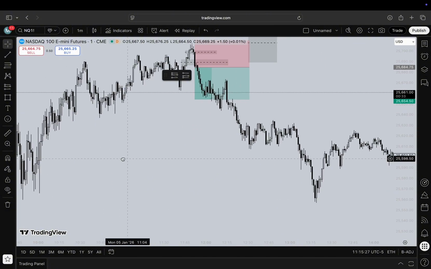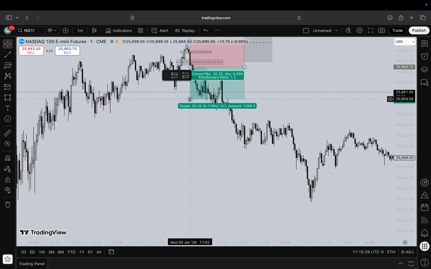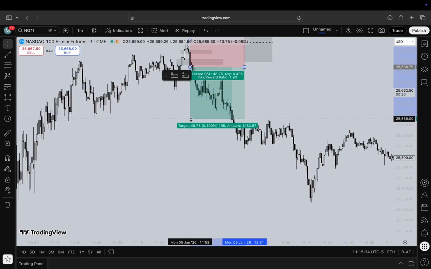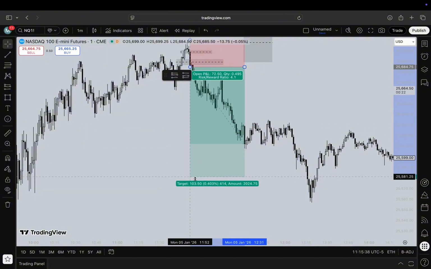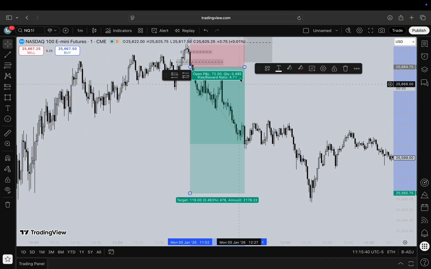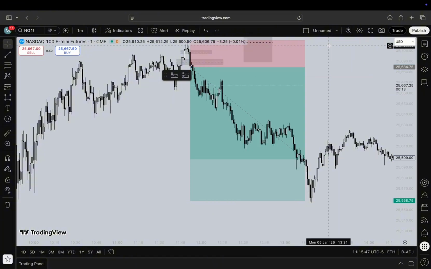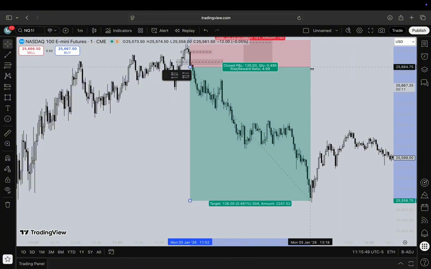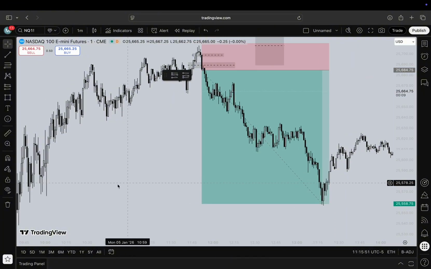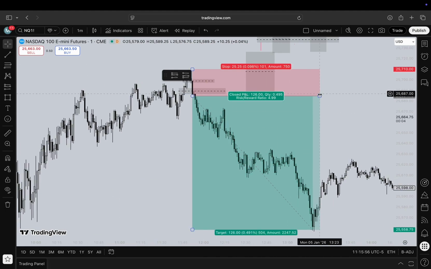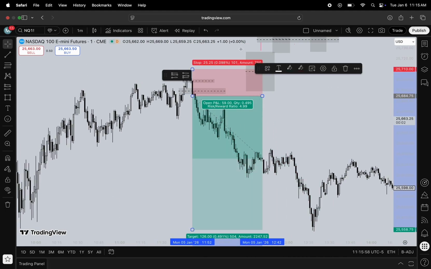If we want to target 1-to-1, this is 1-to-1 here. If we want to target 1-to-2, we have resting liquidity here. If we want to target lower, we can target here, 1-to-4.7, so almost 1-to-5. If we were to take this trade, we would have gotten almost 1-to-5 R on this trade if we were to target this liquidity here. So obviously, inversion fair value gaps can be an excellent indicator of where to take entries.